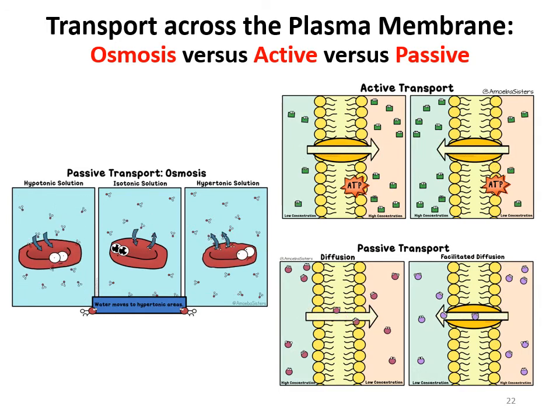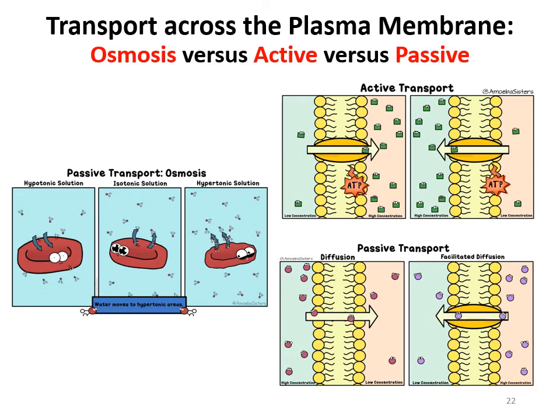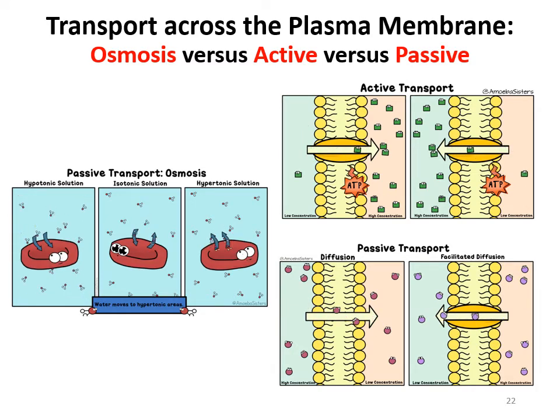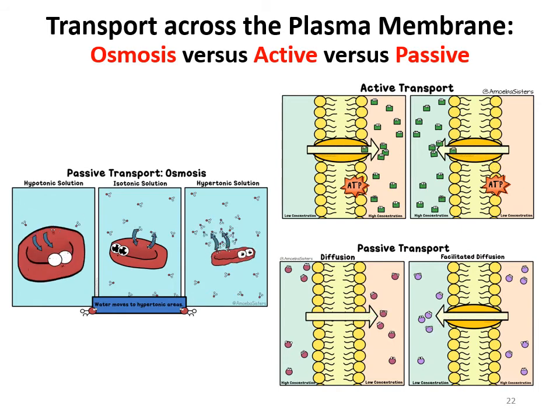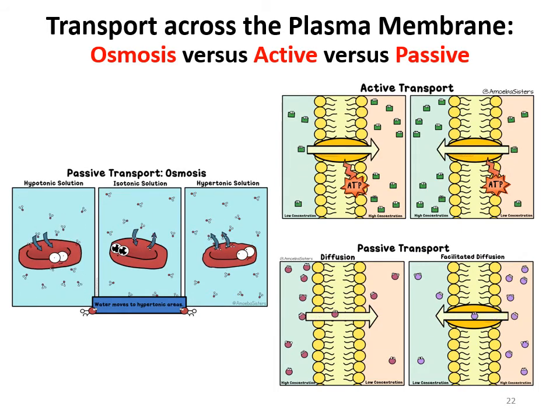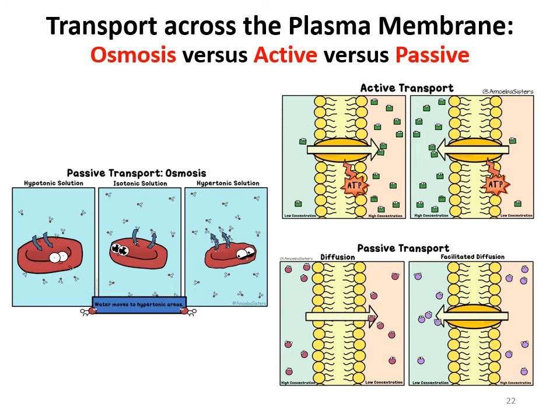Passive transport, on the other hand, is passive because it doesn't require energy. It's exactly the movement in the direction that things normally want to go, which is from high to low. Okay, because high to low would then balance things out.